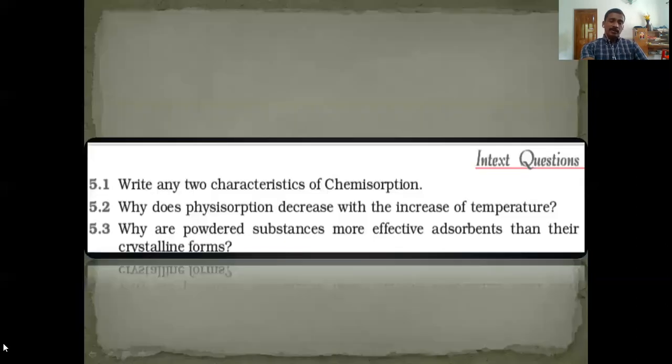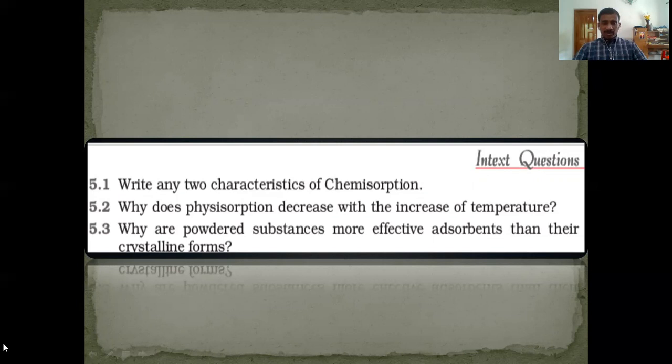Now some questions, we can see some questions. Write any 2 characteristics of chemisorption. We discussed 8 or 9. So you can write it easily. From the name itself you can write: chemisorption is due to chemical bond, unilayer adsorption, activation energy is needed, high enthalpy of adsorption, a number of points are there.